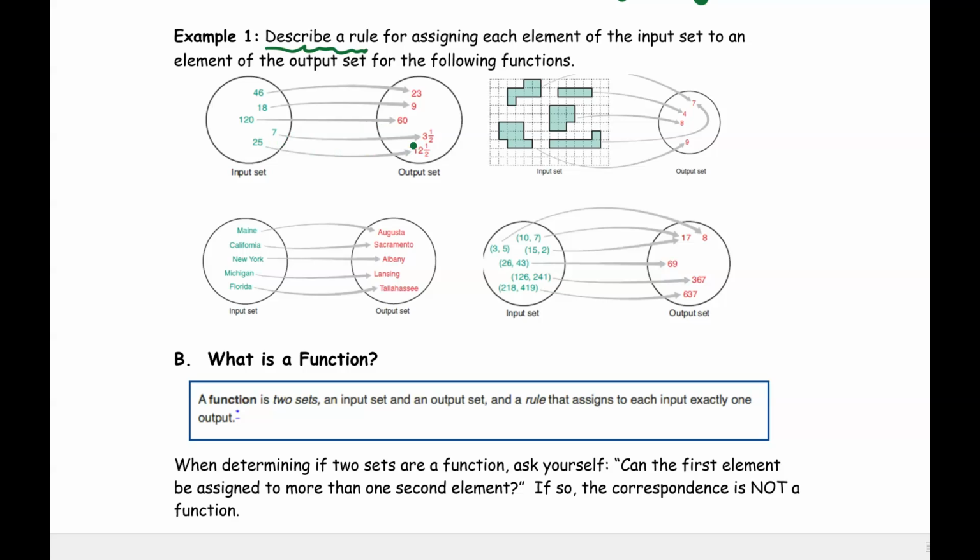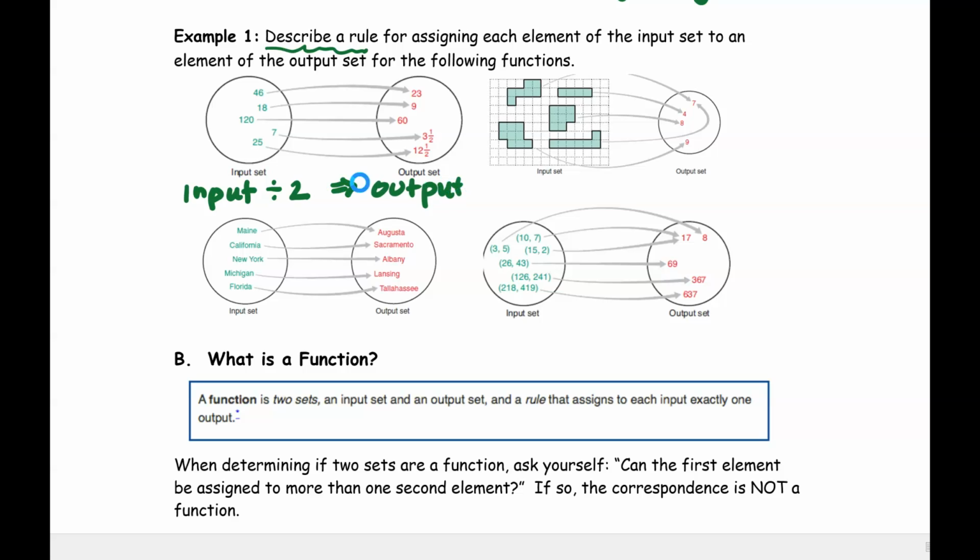So what is happening to the input? And we're taking the input, and you could pause the video and see if you can figure this out on your own first. We're taking the input, and we're dividing by 2, and that's going to give us the output.